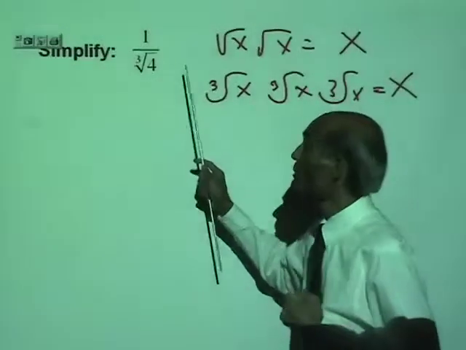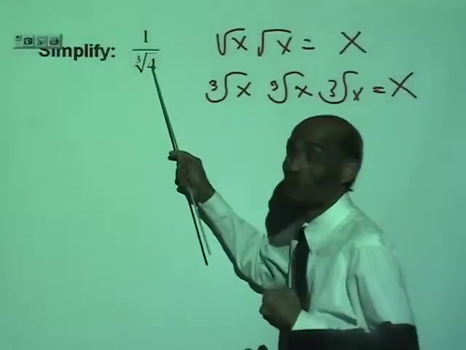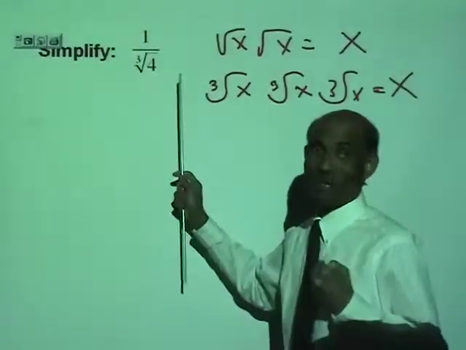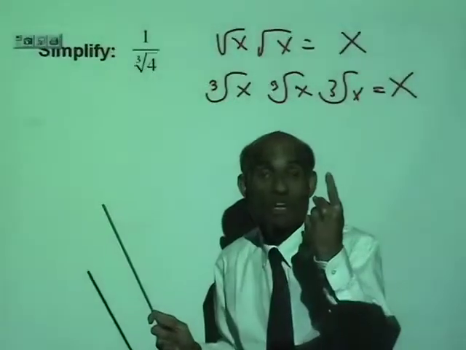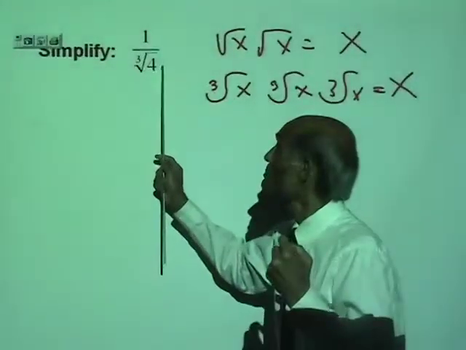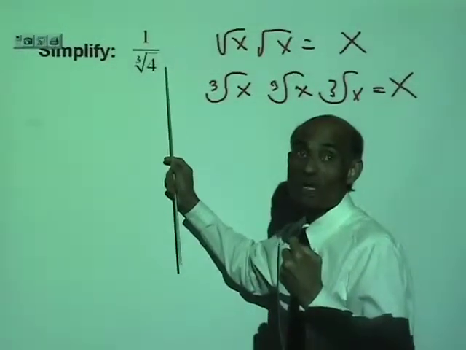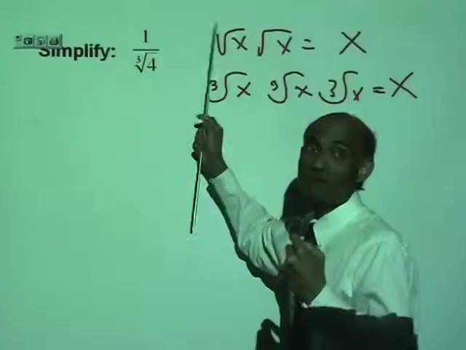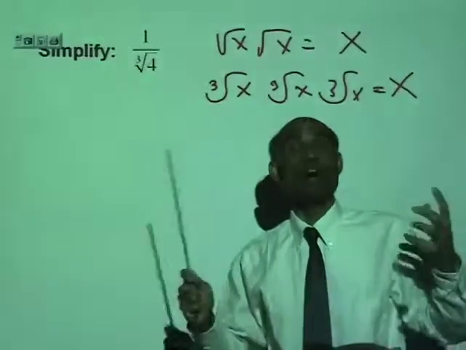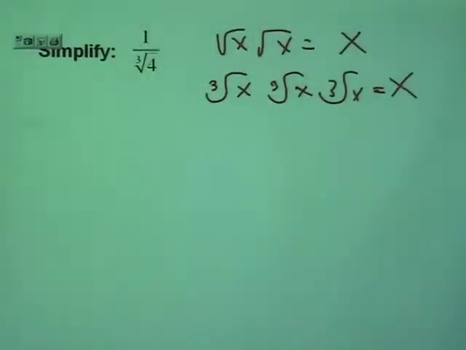So, if you want to remove a cube root, multiplying it once will not remove it. You got to multiply cube root of 4 2 times on the denominator and 2 times on the numerator. Then only the cube root will be removed. Alright, I hope you understand this.